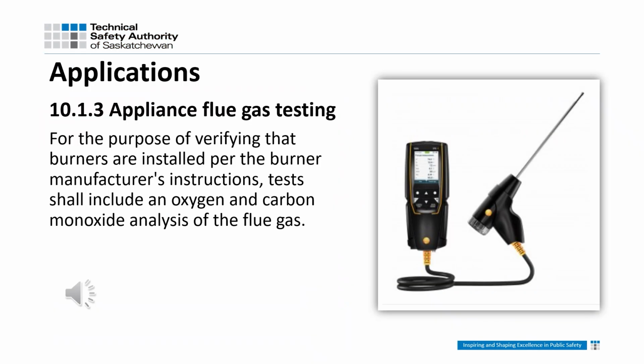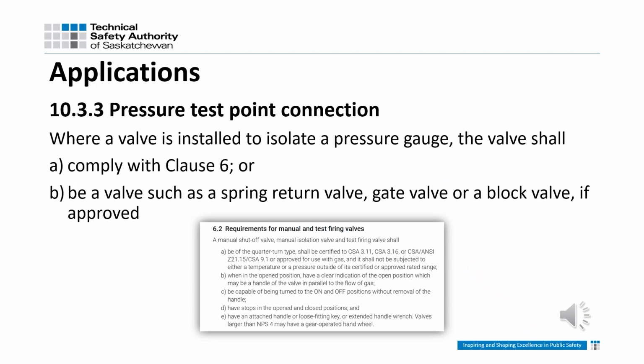10.1.3. Appliance flue gas testing. This gives a requirement that oxygen and carbon monoxide shall be included in any flue gas analysis. 10.3.3. Pressure test point connection. This gives the requirements for valves to comply with Clause 6, or a spring return, gate, or block valve, if approved.